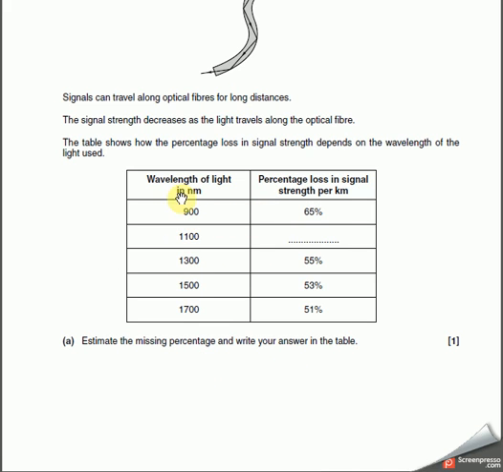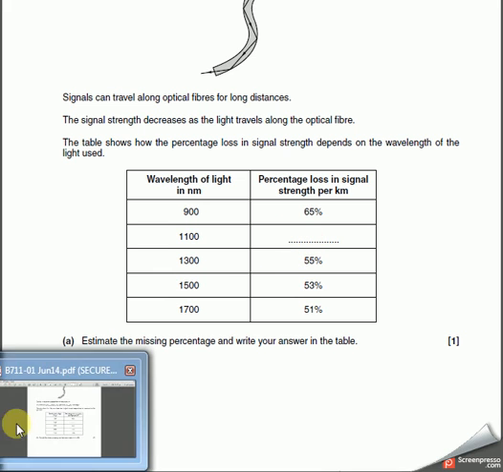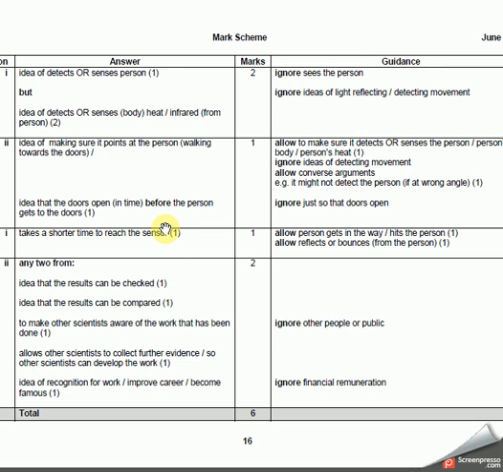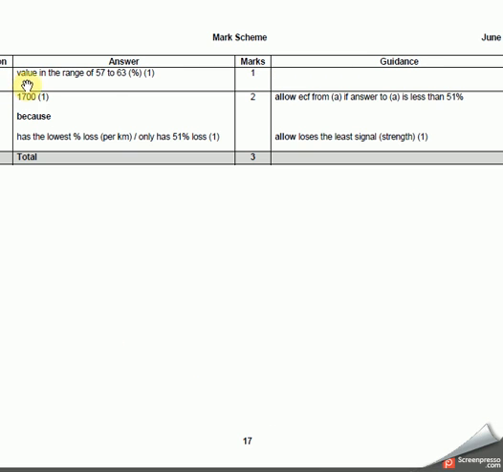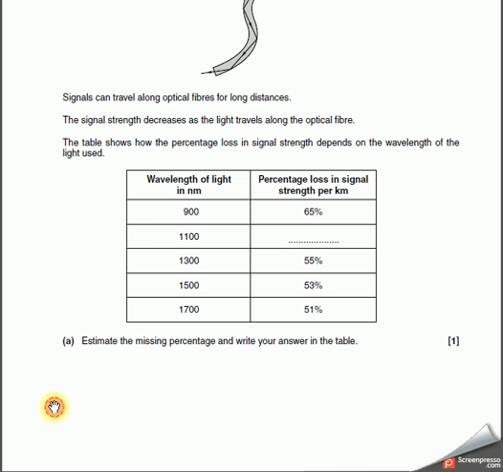Estimate the missing percentage and write it in the table. For 900 it was 65, for 1300 it was 55, so I guess it was a number in between that, really, isn't it? So I'd probably say 60 if I was to say a number. Let's have a look at what number we could have put down. Value in the range of 57 to 63. Yeah, so any number in between, really.